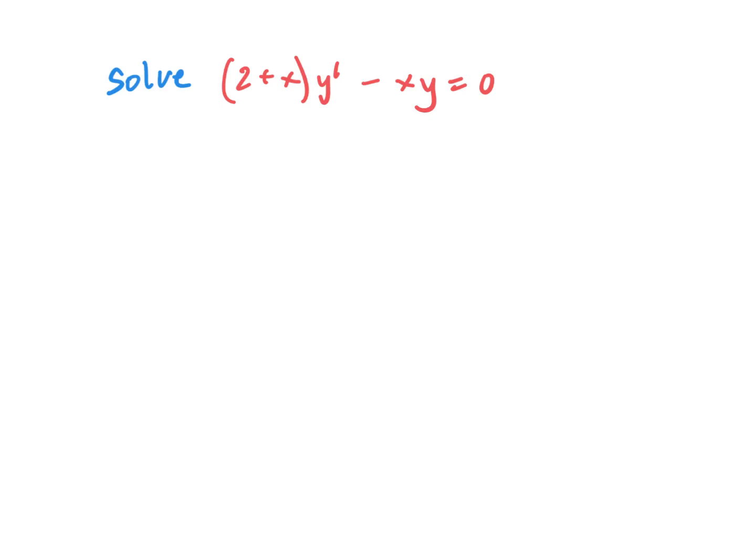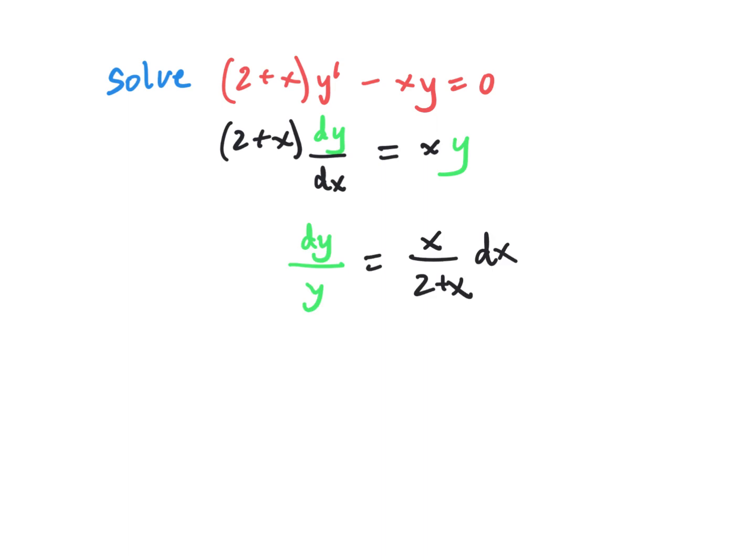Alright, so we will definitely want to separate variables. We'll start there. Next step. And now the variables are separated. Now that we have separation of variables, we can take the integral of both sides. And we get to this integral.